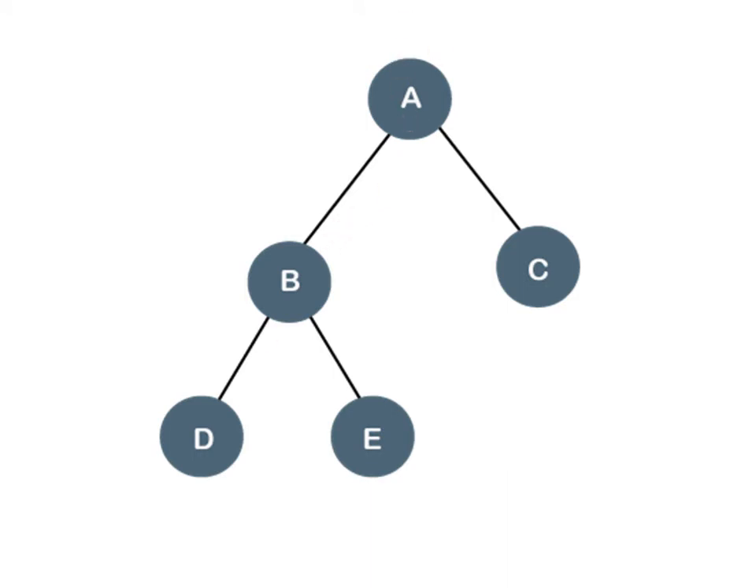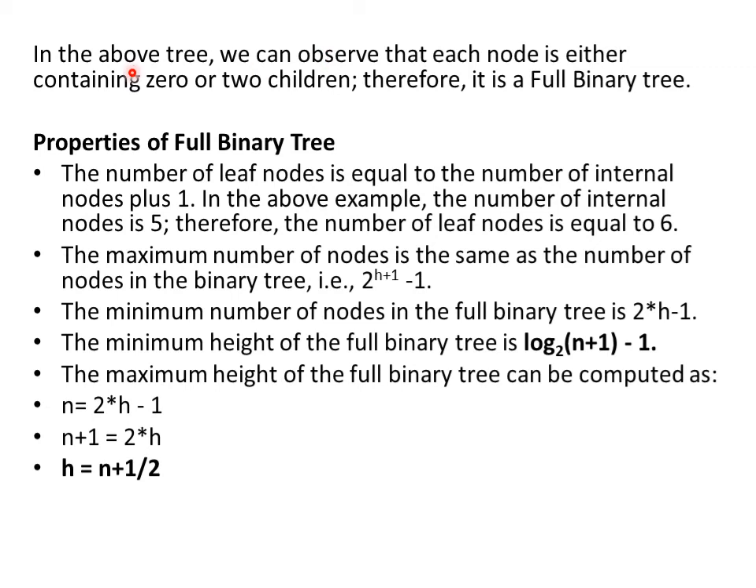Now you can see here A consists of B and C, and if I take B, it consists of D and E. Suppose you assume that there is no C, then we won't call it a strict binary tree, but it will become only a binary tree. That means it should have 2 children or, like this, no children. In the above tree, we can observe each node is either containing 0 or 2 children. Therefore, it is a full binary tree.